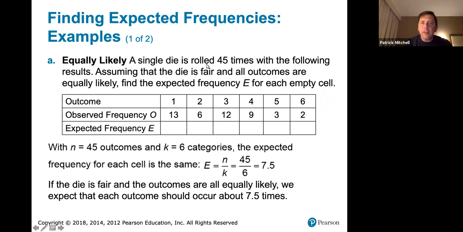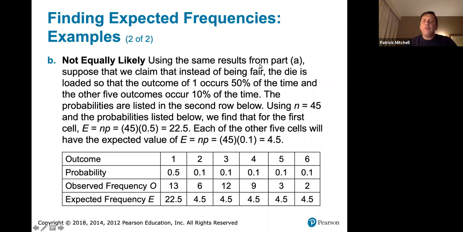All right. Oh, this sounds familiar. A single die is rolled 45 times with the following results. Assuming that the die is fair and all outcomes are equally likely, find the expected frequency E for each empty cell. All right, so 45 times, we're assuming that all outcomes are equally likely. In that case, we would just do N divided by K. 45 divided by 6 is 7.5. If you decided to use N times P, that would also work. P would be 1/6. So instead of 45 over 6, you would get 45 times 1/6, which is exactly the same thing, okay? If the die is fair and the outcomes are all equally likely, we expect that each outcome should occur about 7.5 times.